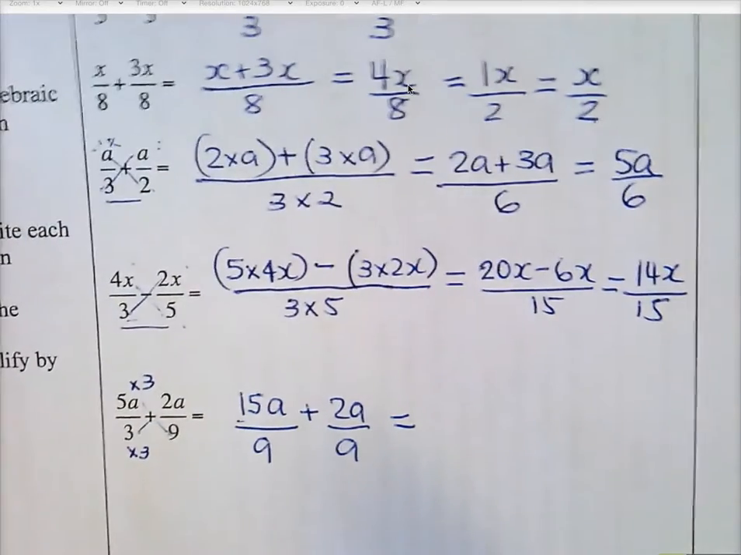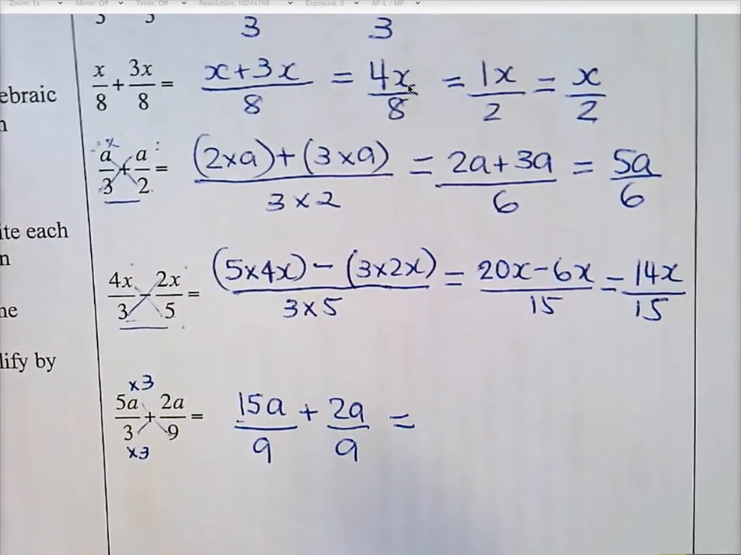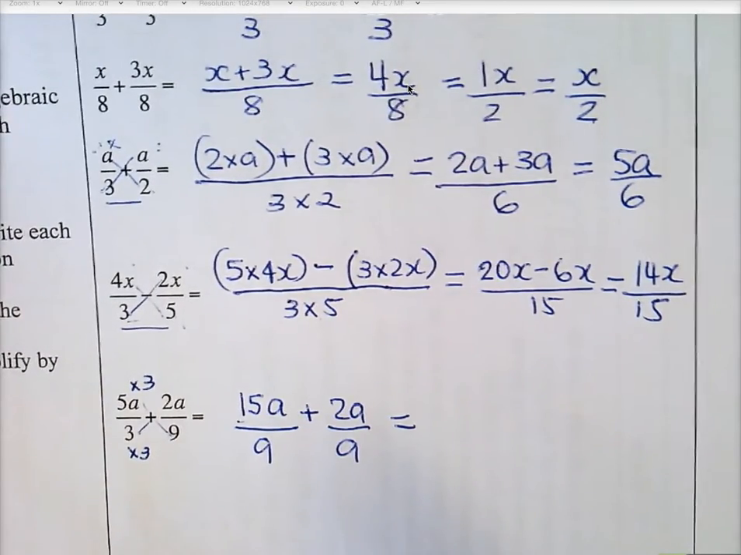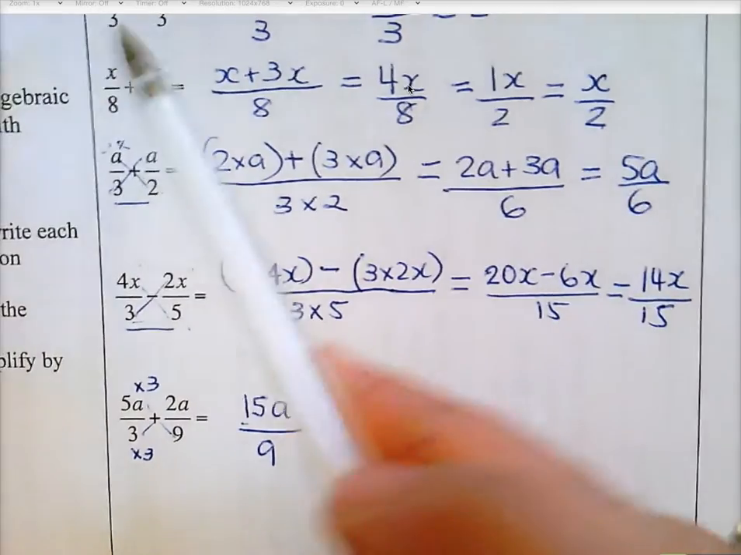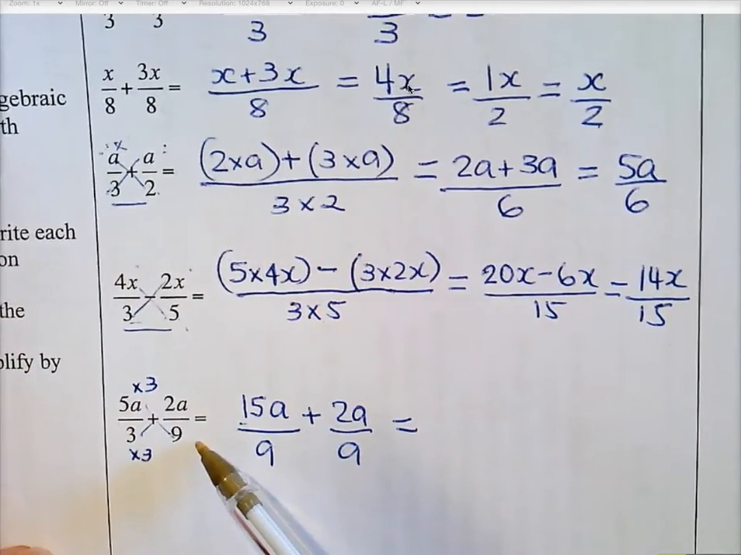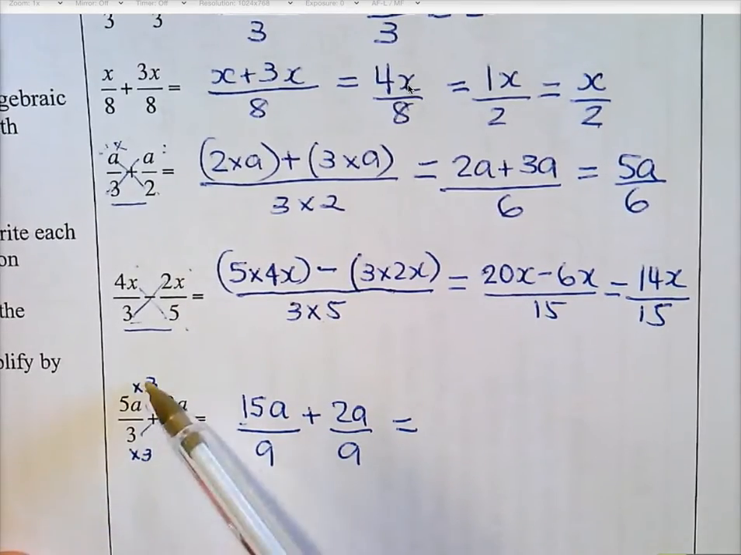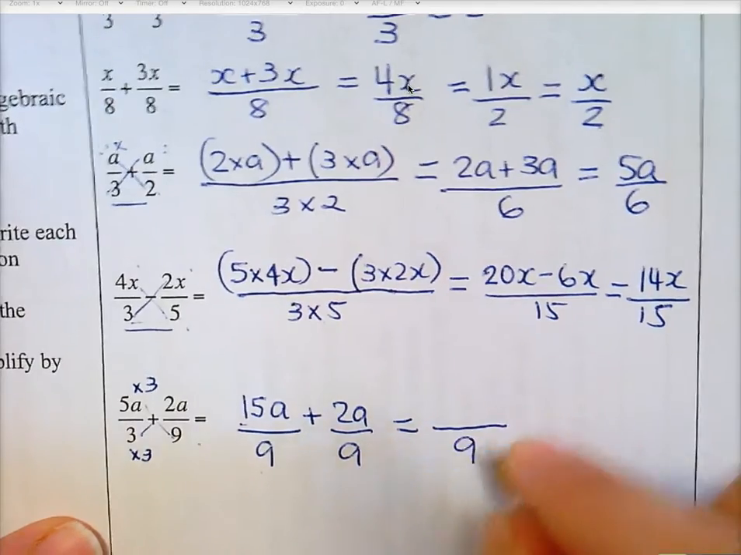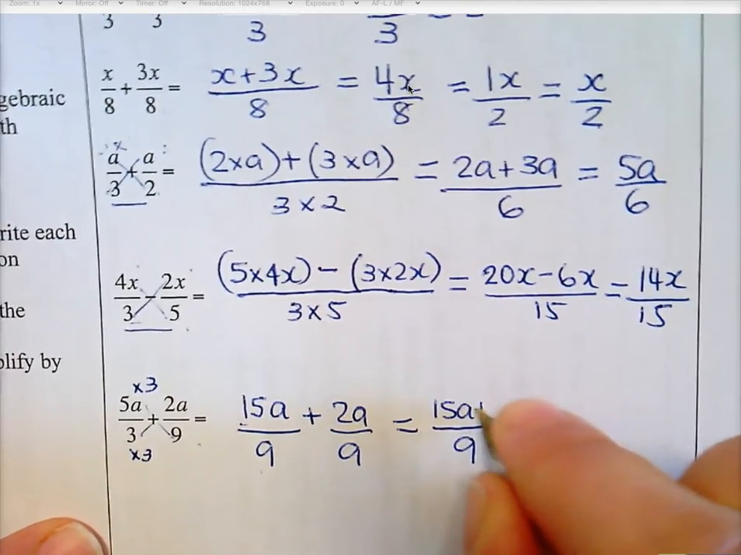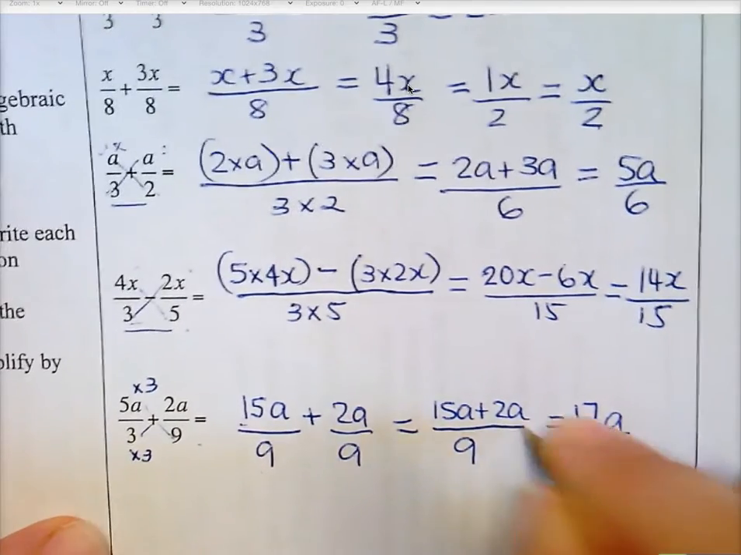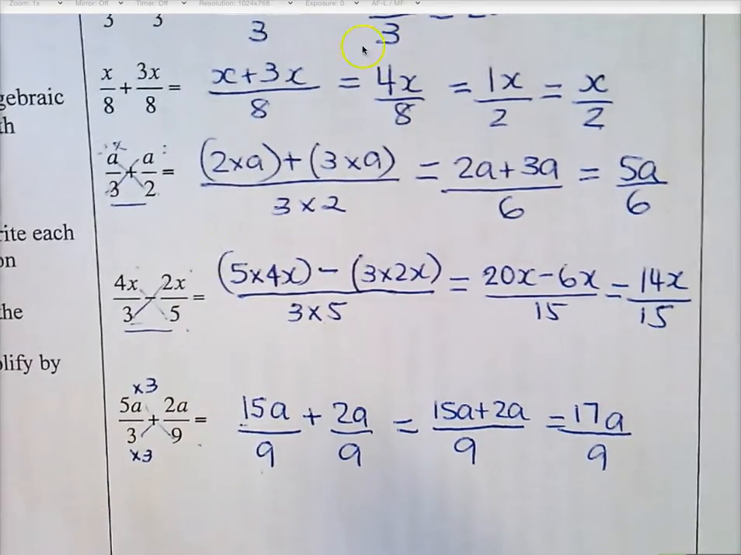Girls, please don't just blindly crisscross every time you see an addition or subtraction problem. If the denominators are the same, you don't need to do it. If one denominator can be easily transformed into the other, you just do that by timesing like that. So we've got, they're both over 9, so 15a plus 2a is 17a over 9. Okay, that's what you would have learnt last year.